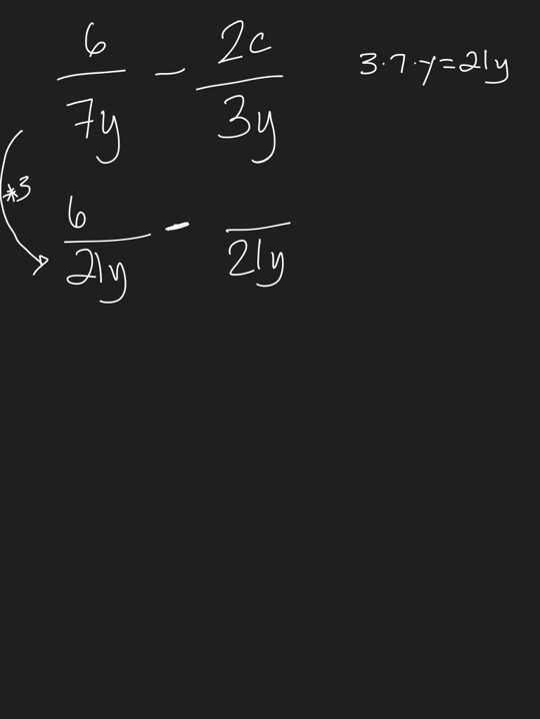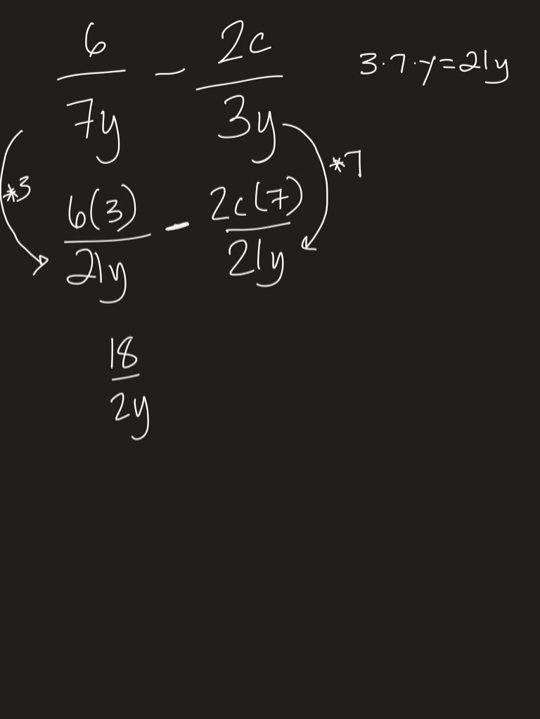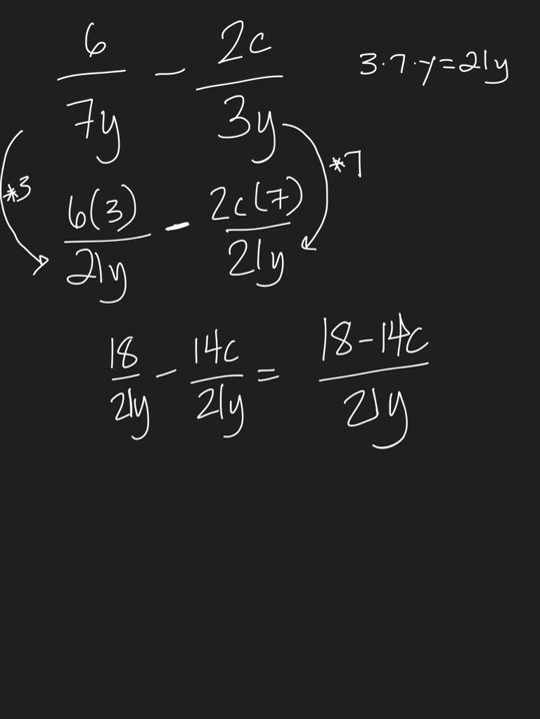So to get from 7y to 21y, I'm going to multiply by 3. So that means I'm going to have to do 6 times 3. And then to get from 3y to 21y, I'm going to have to multiply by 7. So I'm going to have to do 2c times 7. So 6 times 3 is 18. So I have 18 over 21y. Minus 2c times 7 is 14c over 21y. So then I have 18 minus 14c over 21y.